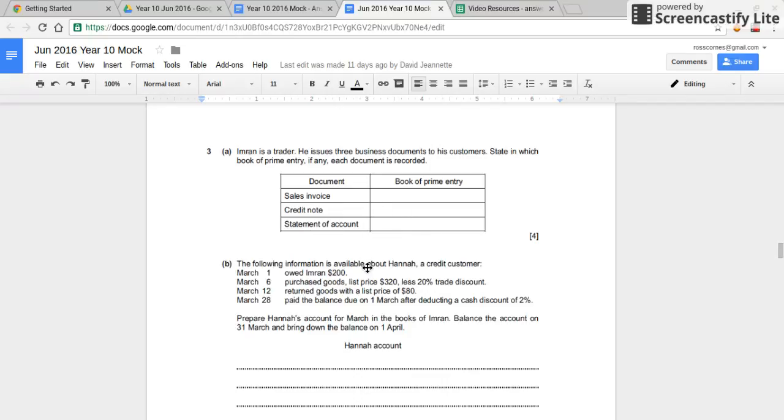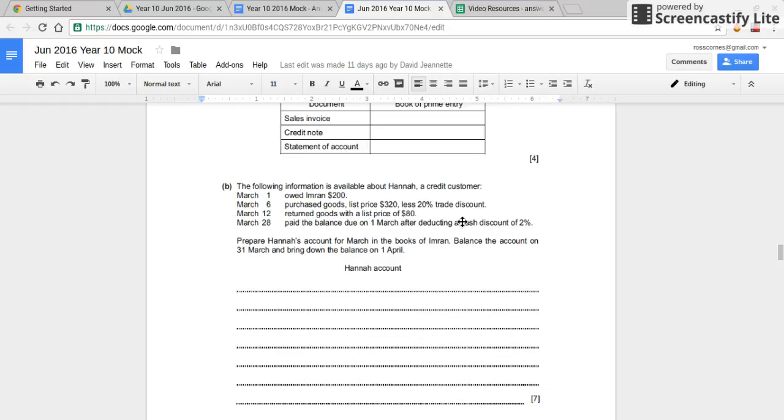And for Imran, the statement of account would definitely not be in any of the books of prime entry. It's possible, if they've got any interest, that it may be a source document for the customer, but it's definitely not going to be for Imran because it's a record of all the transactions that they've already put into the customer's account in the ledger.